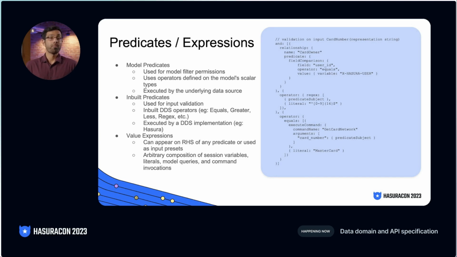A very powerful feature of OpenDDS is that it also allows arbitrarily composable value expressions for use in presets and predicates. For example, here we have a validation rule for a credit card number. It says that the card owner must be the currently logged in user, specified by the session variable, and it finds the card's owner by following a previously defined relationship called card owner. Then, the rule says that the card number should have exactly 16 digits, using the inbuilt regular expression operator. Finally, the rule validates that the card belongs to the MasterCard network by calling a custom command to get the network of the input credit card number.